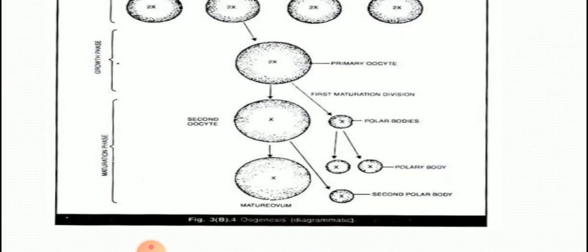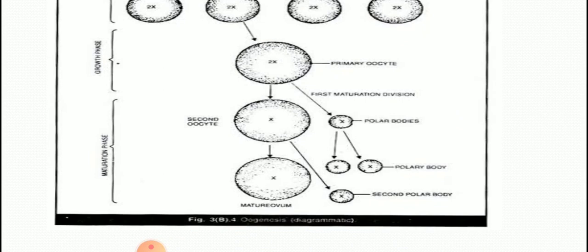The primary oocyte then enters the maturation phase. Here the first maturation division takes place, an unequal division: one is a larger cell and another is a smaller cell. The smaller cell is called the polar body, and the larger one is called the secondary oocyte. Again the secondary oocyte undergoes unequal division. One is a larger cell, another is a smaller cell. The smaller cell is called the second polar body, and the larger one is called the mature ovum.